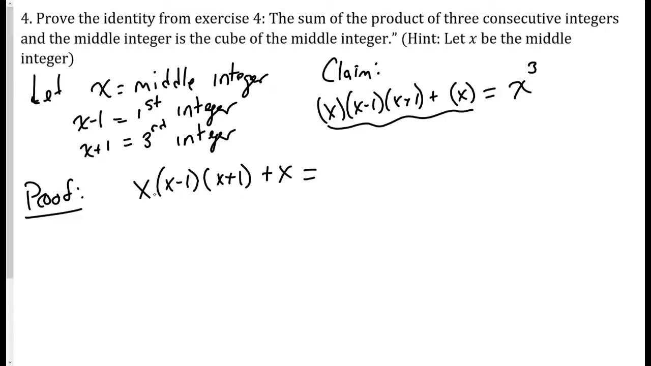I need to multiply those two together. First, I'm going to notice x minus 1, x plus 1, that's the difference of perfect squares. You could go through and multiply it out using the table or the distributive property, but it's the difference of perfect squares. Now I'm going to distribute that x in. x cubed minus x plus x. We get x cubed. So the proof of this wasn't that hard, but setting up, converting the English into the algebra was the trickier part for this question.